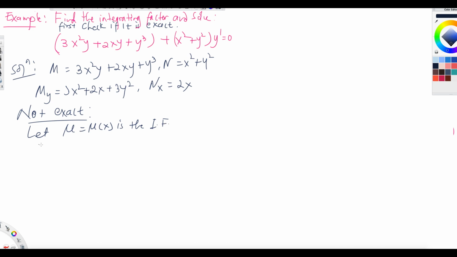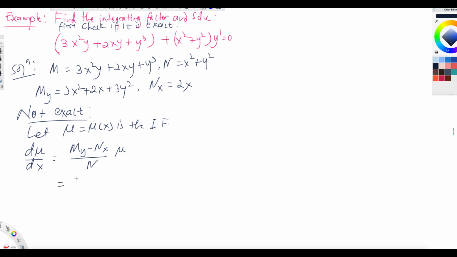Then if it is the integrating factor, what do you write? Then d mu over dx is equal to, what was the formula there? M sub y minus N sub x over N, times mu. That's what you solve first, right? What is M sub y?